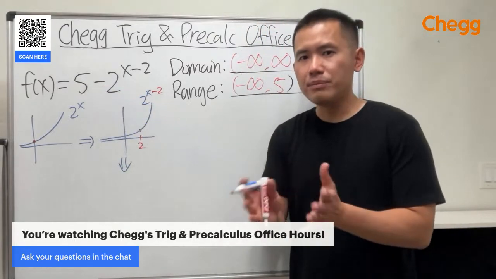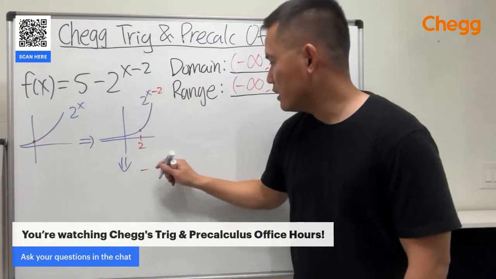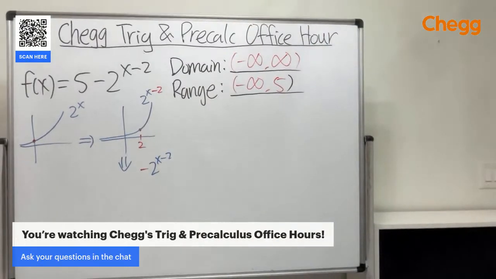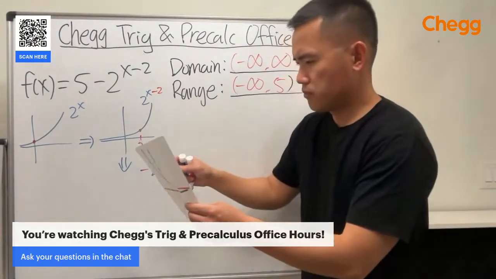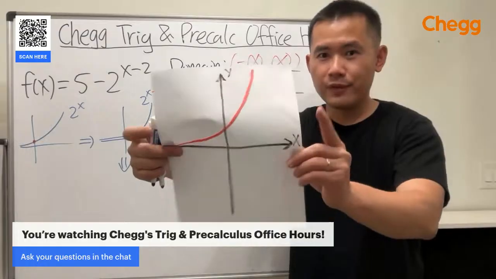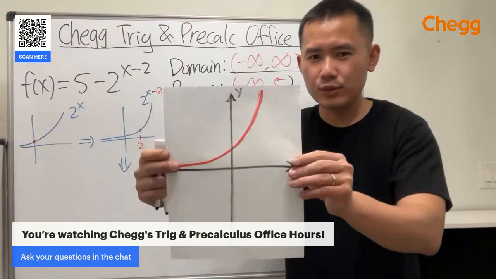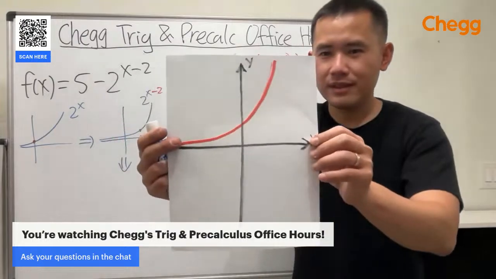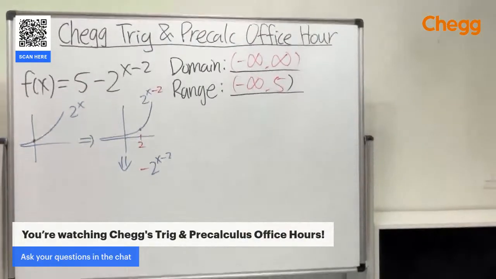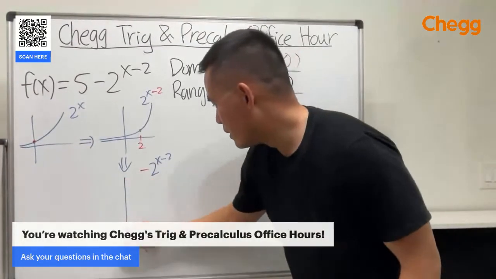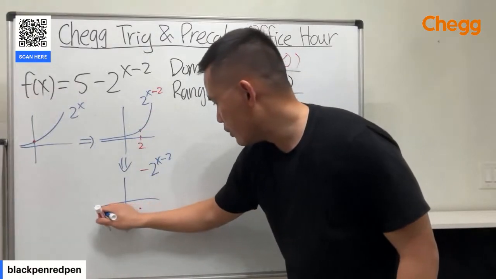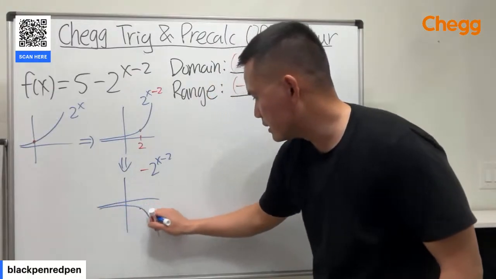When you multiply the function by a negative, if you get negative 2 to the x minus 2, you're just going to flip the function upside down. And then it's like this. You have the exponential function, flip it upside down. That's what you get. Exponential function, multiply a negative, flip that upside down. All right? So this point will be down here. And then you will have the graph looks like this.